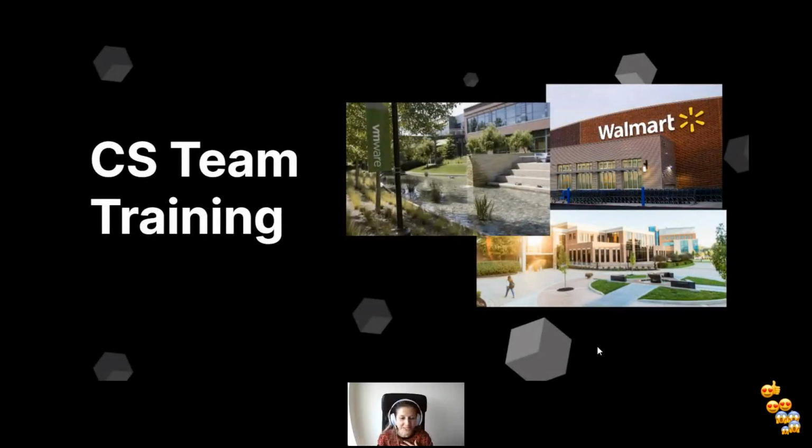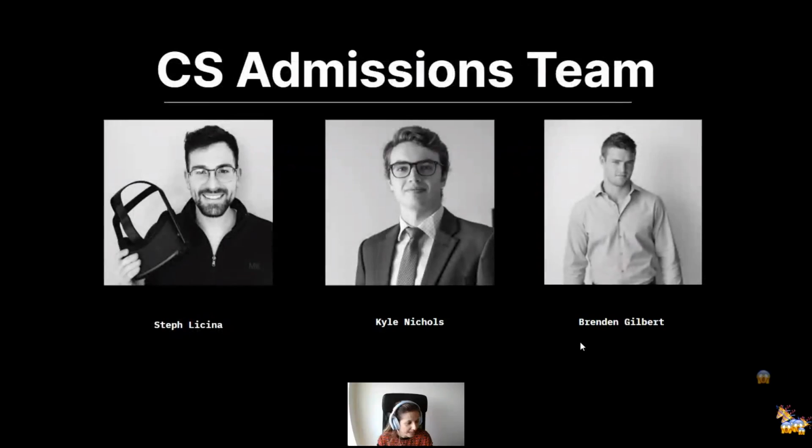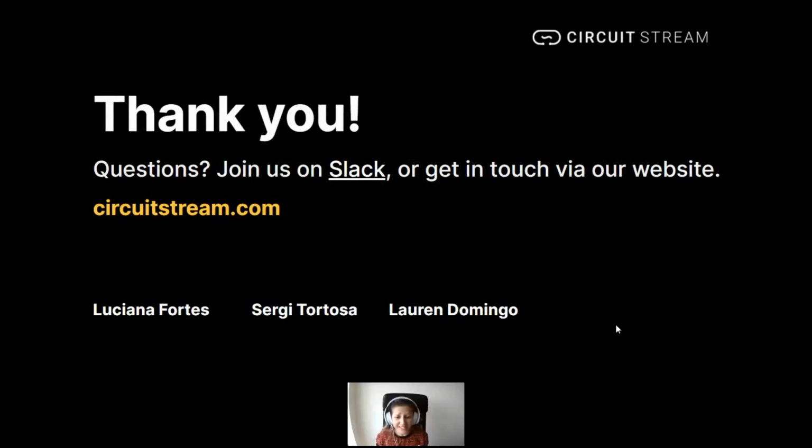In addition to our courses, we also have personalized team training. If you're more advanced and would like to work on a personal project, you can get a pack of one-on-one sessions with an expert. If you're interested in applying, or would like to download a syllabus, go to circuitstream.com/learning, and you can speak to one of our admissions team. I call them Lucy's Angels: Steph, Kyle, and Brendan. They're super helpful and super nice, and they can help you understand the best learning path for you, depending on the various options we offer. All right, that's it for the wrap up and resources.